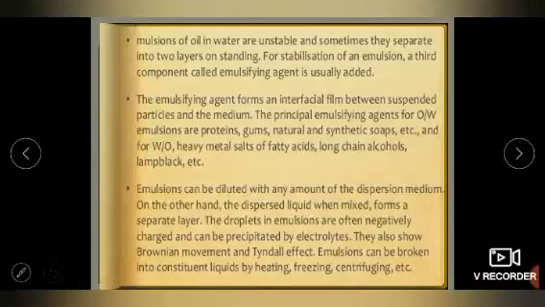For stabilization of an emulsion, a third component needs to be added, that is the emulsifying agent. By adding an emulsifying agent, it forms an interfacial film between the suspended particles and the medium. The principal emulsifying agents for oil-in-water emulsions are proteins, gums, and natural and synthetic soaps, and for water-in-oil, heavy metal salts of fatty acids, long chain alcohols, and lamp black, etc.